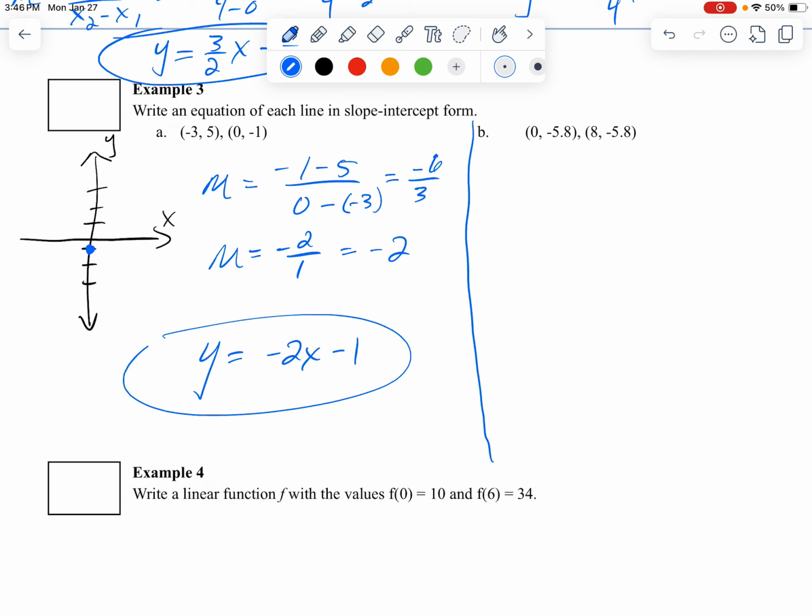Same thing over here. If you notice y2 minus y1, that's the same number. So that's just going to give us 0 over 8, which is a slope of 0. My y-intercept is negative 5.8. We saw this example earlier, it's most appropriate to just write it like this. Slope of 0, that's just a horizontal line.